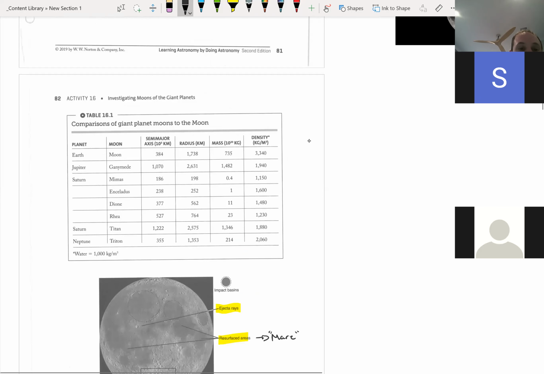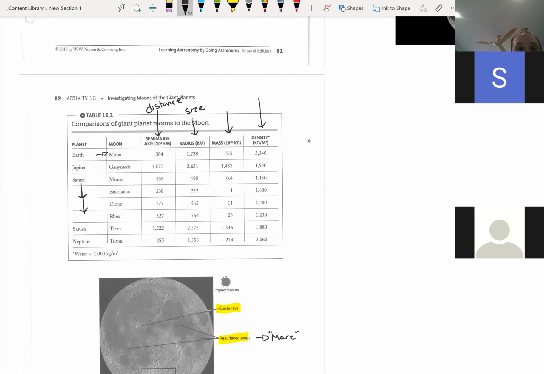All right, so basically they give us the planet. We have the moon for that planet. We have how far away, the distance the moon is from the planet. We have its radius, the size. We have its mass, and then we have the density right there. So we got our columns. And the only planet that has multiple moons listed is Saturn. So these moons here all belong to Saturn.